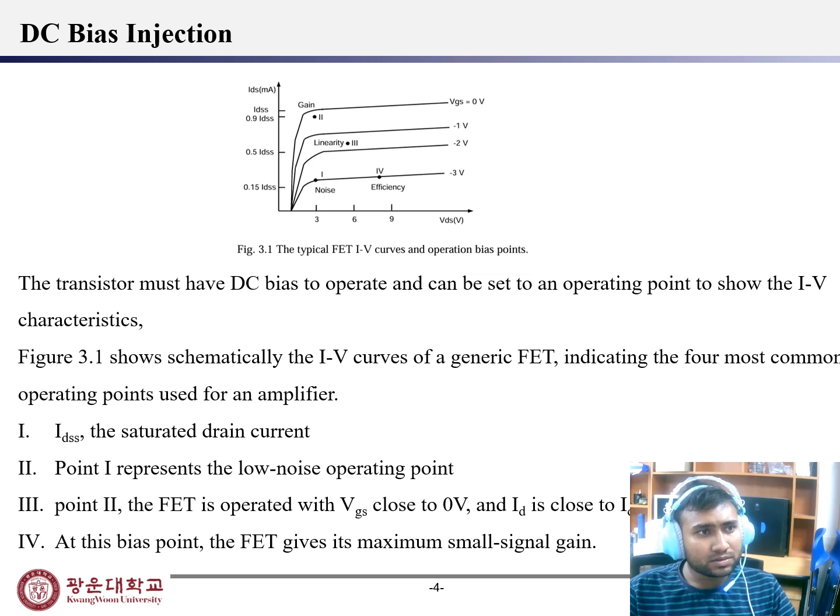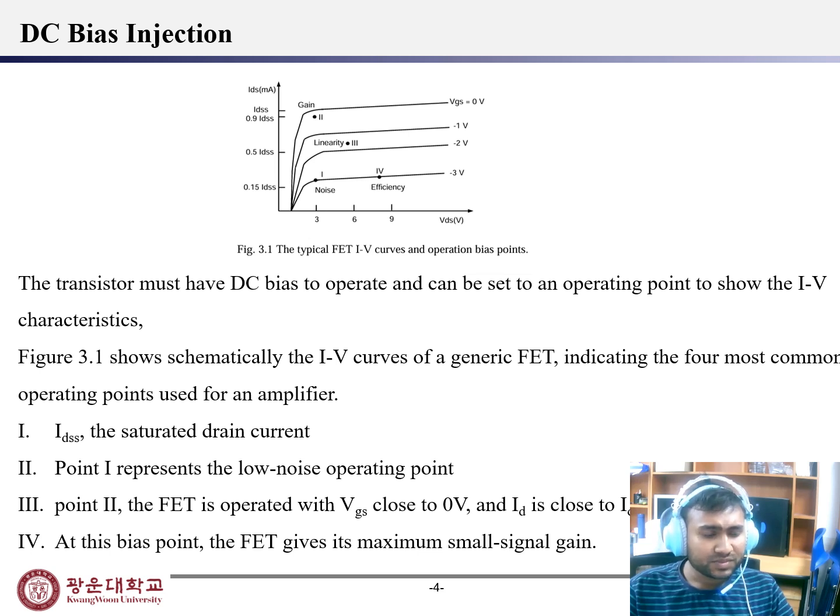Here we discuss DC bias injection. Mainly the transistor must have DC bias to operate, and can be set to an operating point to show IV characteristics. Figure 3.1 shows schematically the IV curves of a generic field effect transistor, indicating the four most common operating points used for amplifiers.